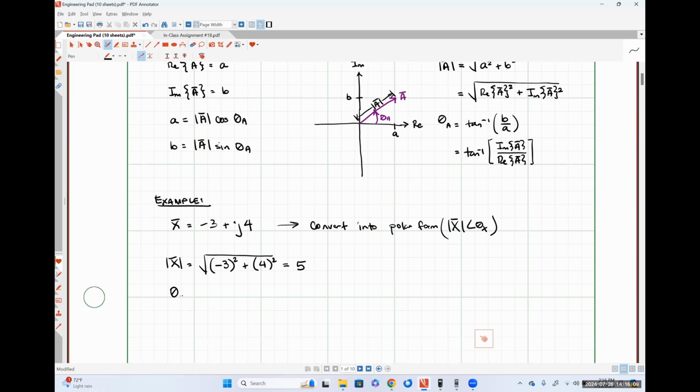Now let's figure out theta x. Using the equation, we should have the inverse tangent of 4 over -3. I would like for you guys to throw that into your calculator and tell me what you get so that I can prove I'm not doing anything facetious or tricky here.